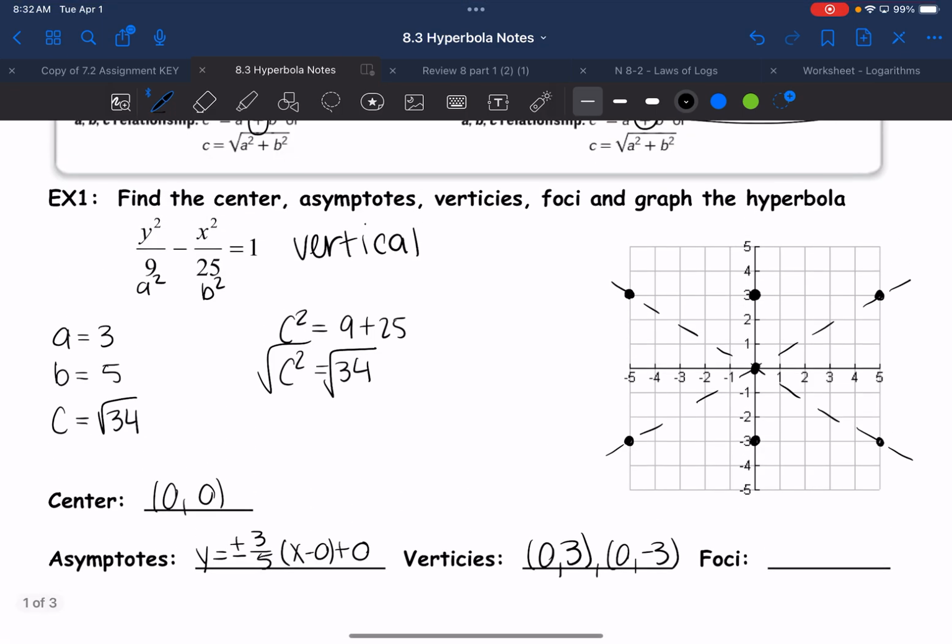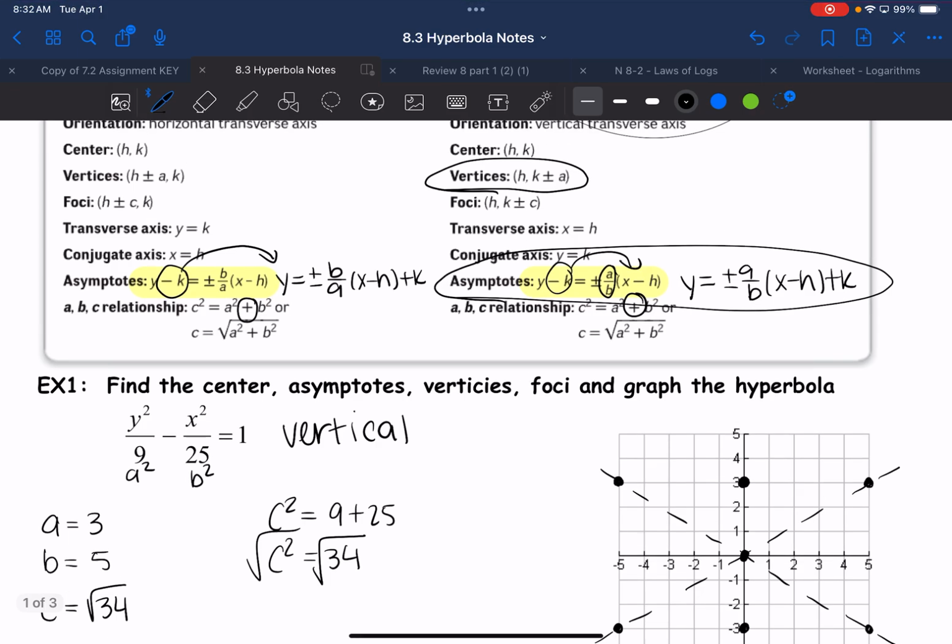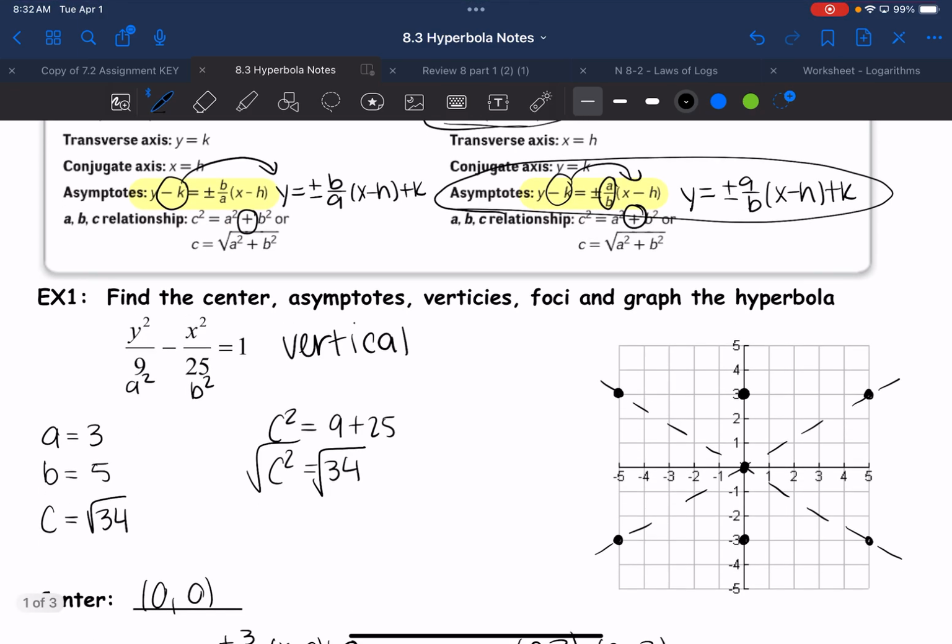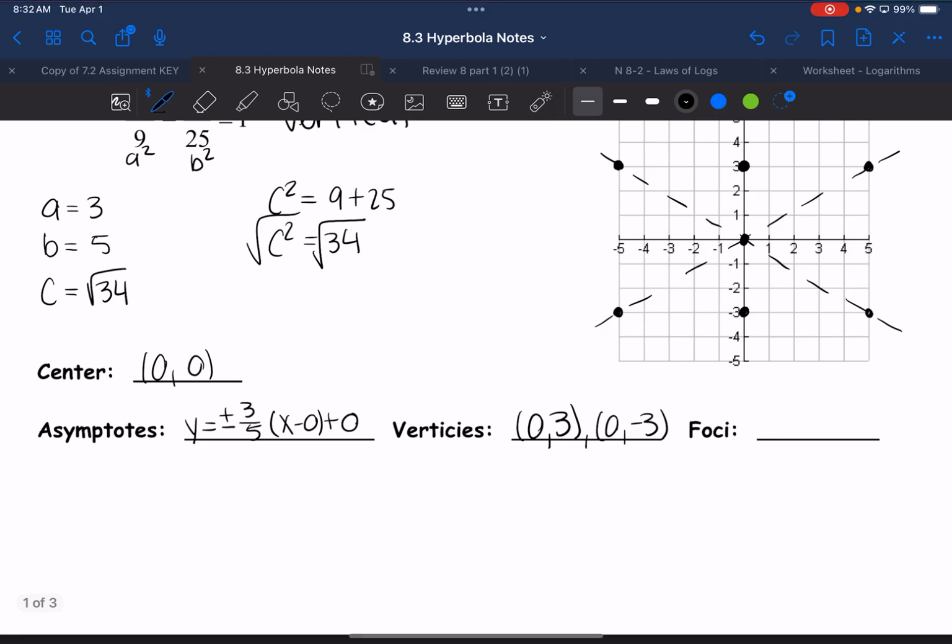All right. And then remember your foci say that you're going to add and subtract the C value, right? Okay, well, C was the square root of 34. So I can't really add or subtract the value, since I don't know what that decimal exactly is. So I'm just going to put plus or minus square root of 34, all right?